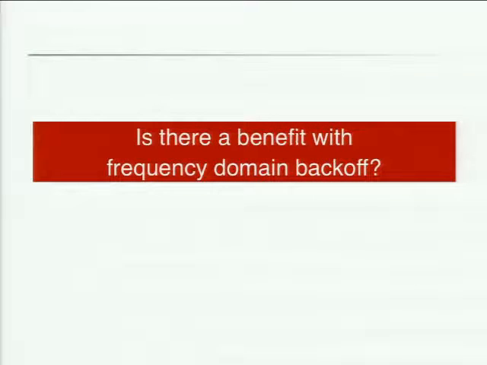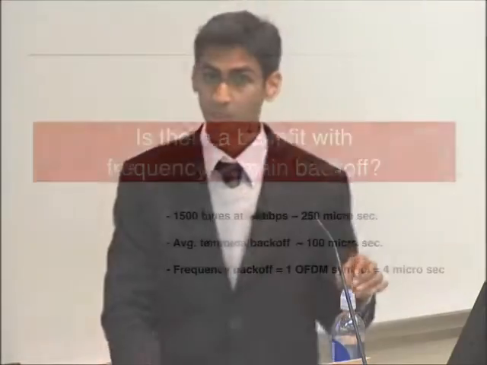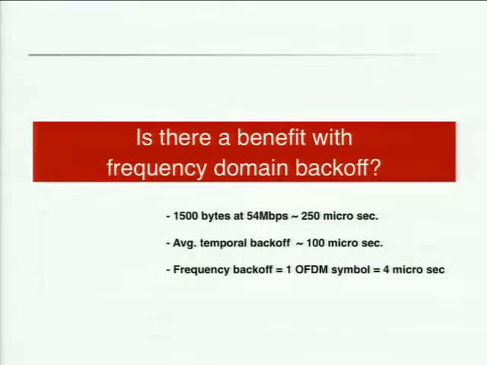Now this sounds good, but is there a benefit from doing frequency domain Backoff versus time domain that is implemented in Wi-Fi? We believe this is because while conventional packet transmissions can take 250 microseconds, average temporal Backoff can take about 100 microseconds. Frequency Backoff will happen in orders of 1 OFDM symbol, which is 4 microseconds.